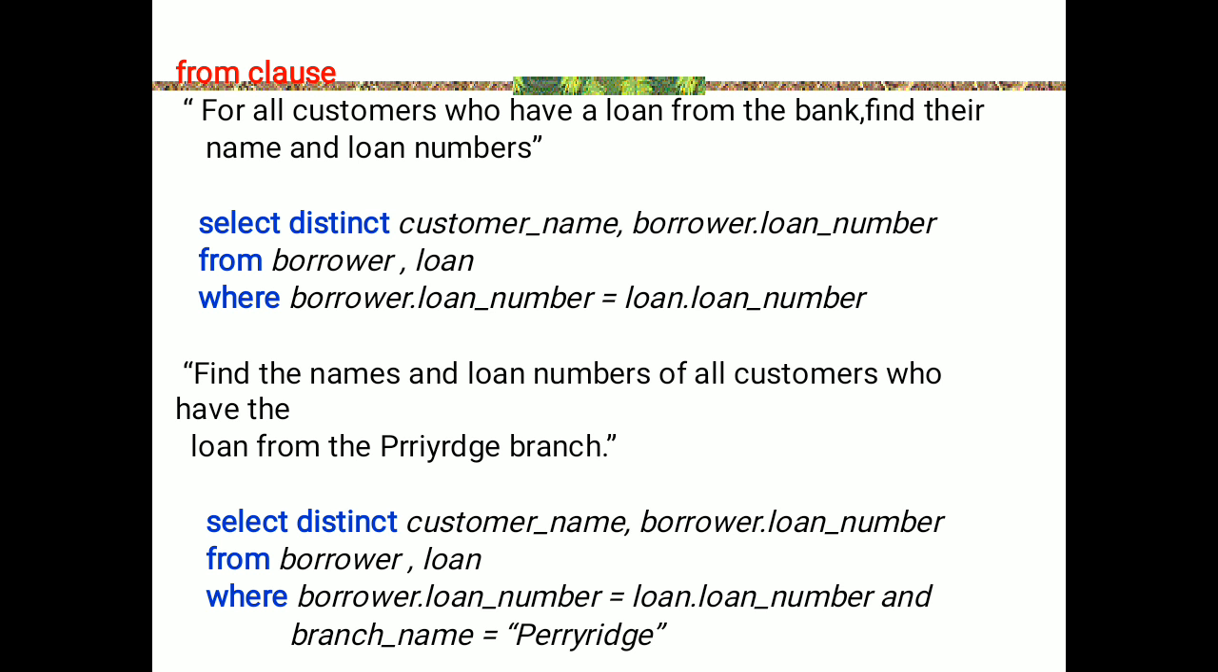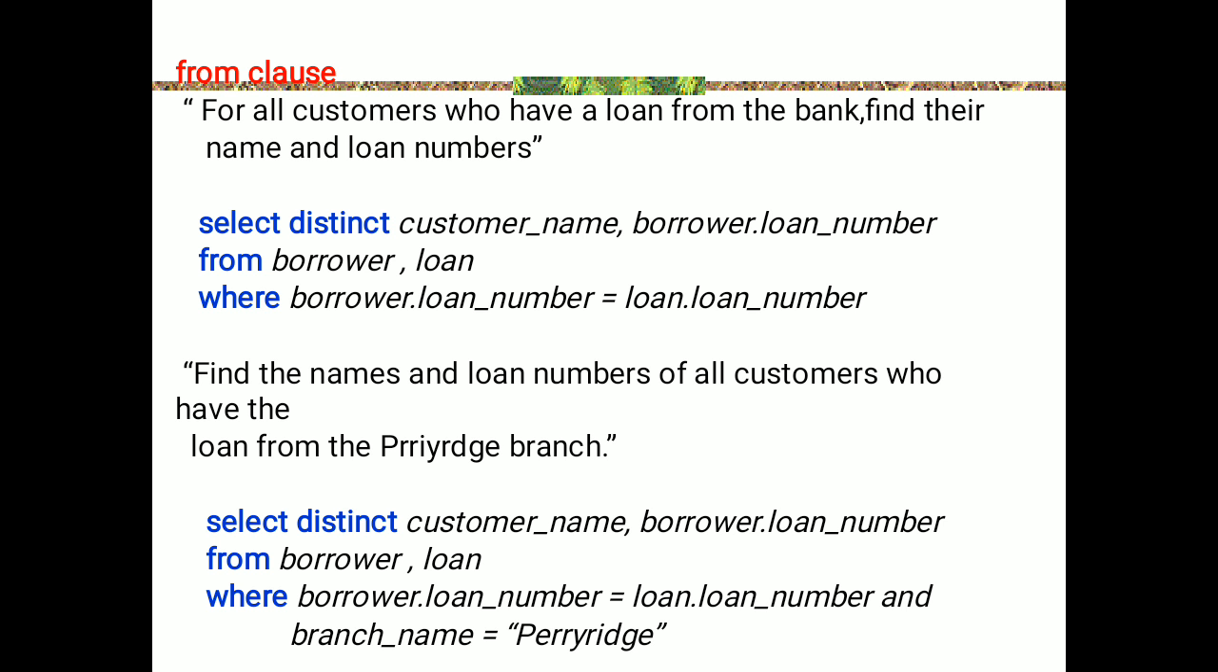For all customers who have a loan from the bank, find their names and loan number. So here you have to write the query like this: select distinct customer name, borrower dot loan number from borrower comma loan, where borrower dot loan number is equal to loan dot loan number. Here you can see that loan number is repeated in the borrower table and also in the loan table. So here we have to write the table name dot that particular field.